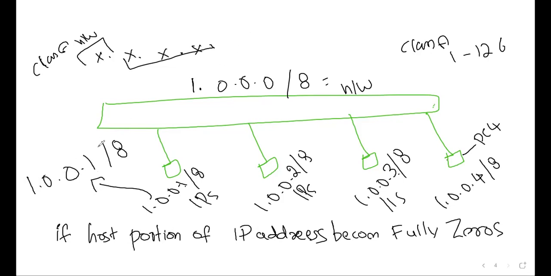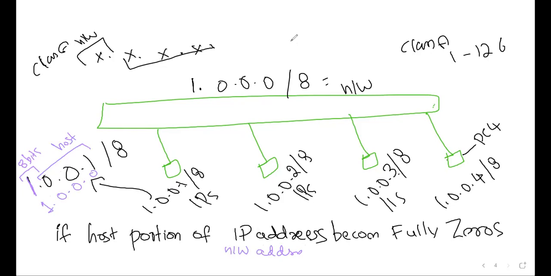So let's say this is class A. How do you know it's class A? Because it starts with 1. In class A, only one octet, or 8 bits, is network. So the remaining are host. Now I said, if the host portion, which is the second, third, and fourth octet of the IP address, becomes completely 0, meaning the host portion is 0.0.0, which is the one network, then we call it the network address. This is called 1.0.0.0.